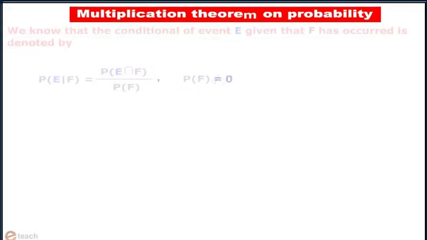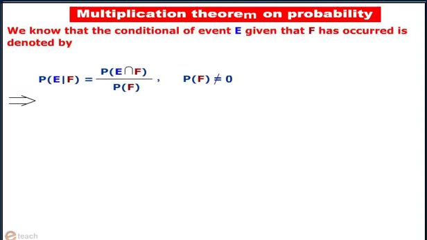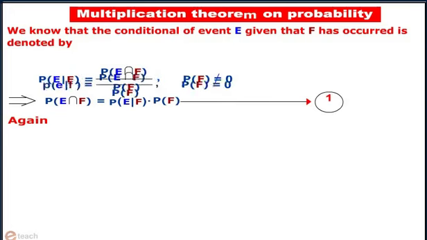Multiplication theorem of probability. We know that the conditional probability of event E given that F has occurred is denoted by P(E|F), which is equal to probability of E intersection F divided by probability of F, given that probability of F is not equal to 0. Now this can also be written as probability of E intersection F equals probability of E given that F has occurred times probability of F. This is equation number 1.